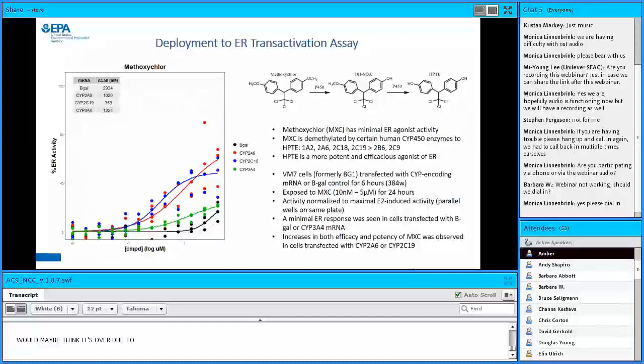But this just goes to show you, at least for one chemical, we're actually doing a panel now of about 60 chemicals with different activities across different CYPs to see if this holds true for more than just methoxychlor, right? So if we can take a panel of chemicals that are known to be metabolized into ER-active metabolites, does this work, right? So this is just a pilot study for methoxychlor.